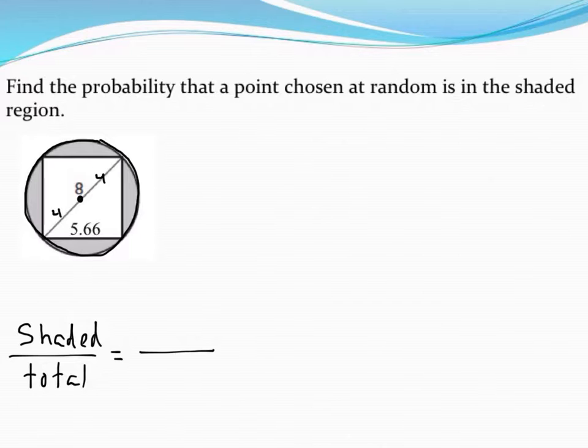So that overall figure, total area is going to be pi times 4 squared. And I always like to find that first because sometimes we need that number anyway. So using a calculator and getting an approximate answer, the total area for this figure is about 50.24. Next up, I need to find the area of that shaded region.